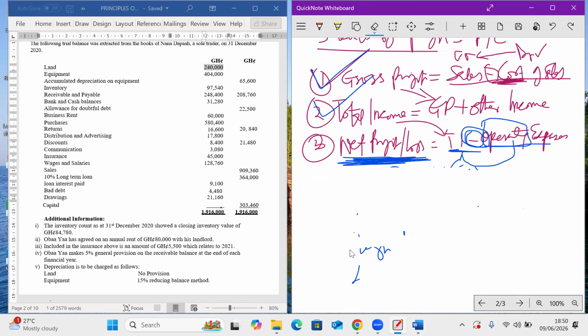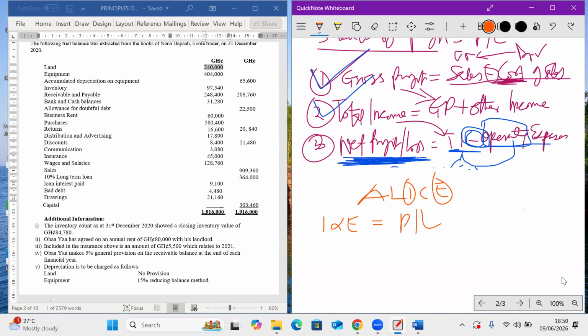I'm still coming back to the ALC. Watch. The I and the E, income and expense, are used to prepare the P&L, the profit or loss statement. Then the A equals L plus C, the ALC, is used to prepare the balance sheet.